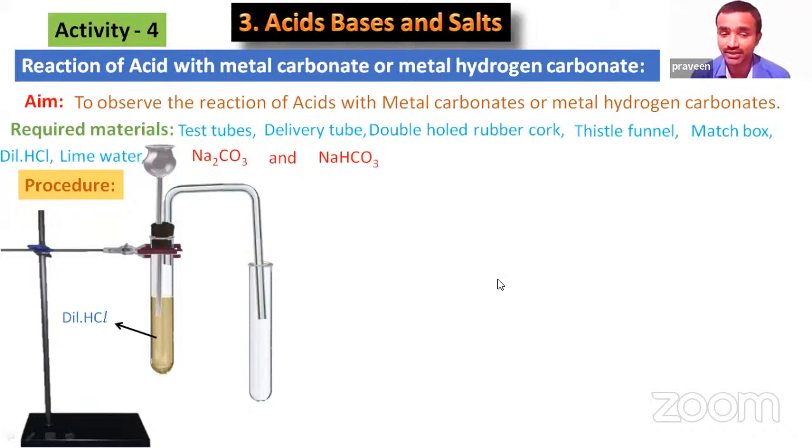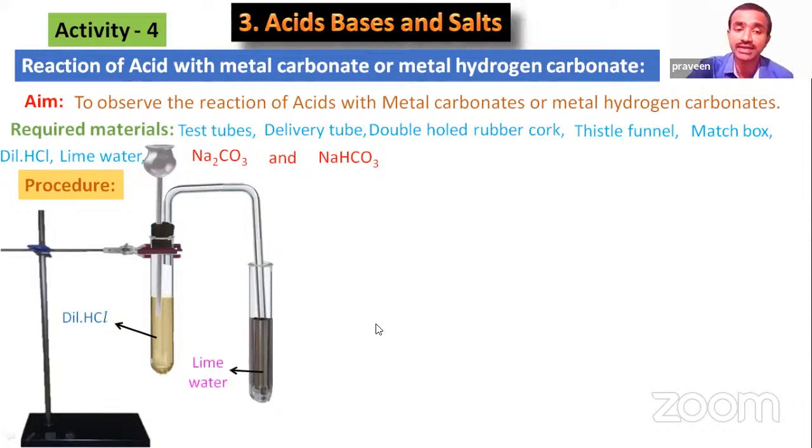Then fill that with the lime water solution. This delivery tube is inserted into the second test tube, which contains lime water solution. After that, you can drop the sodium carbonate through the thistle funnel, into the HCl solution. Now observe what you notice after adding the sodium carbonate into the test tube.